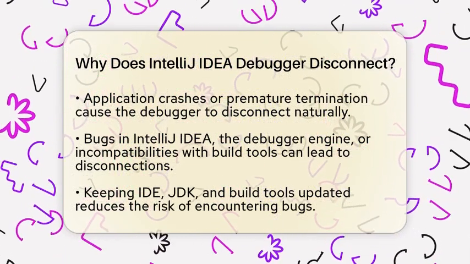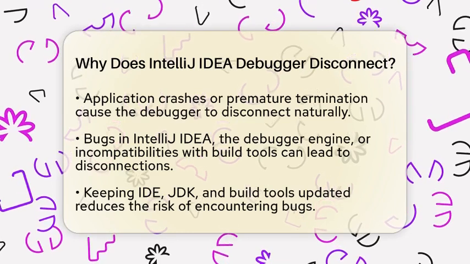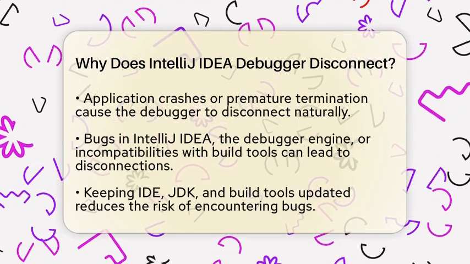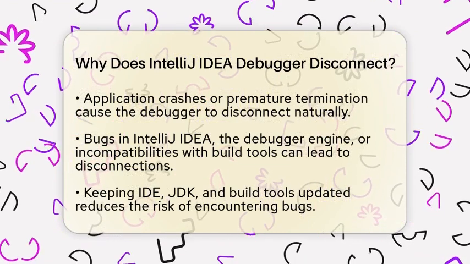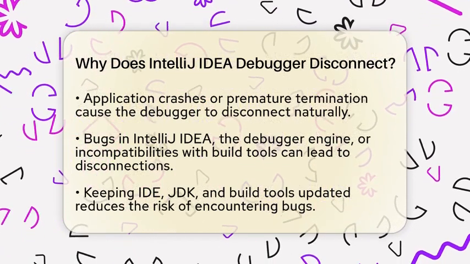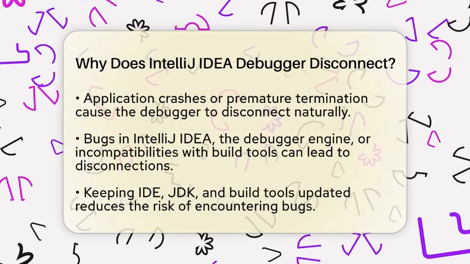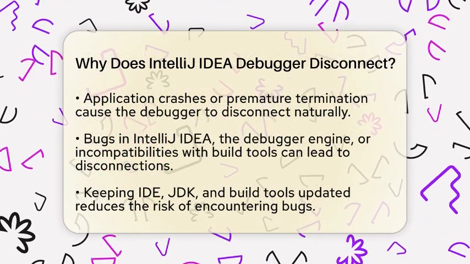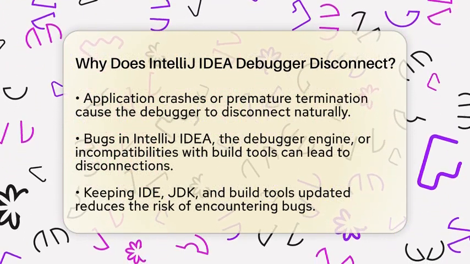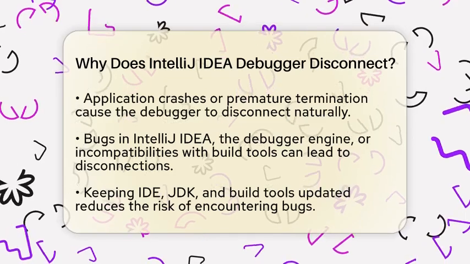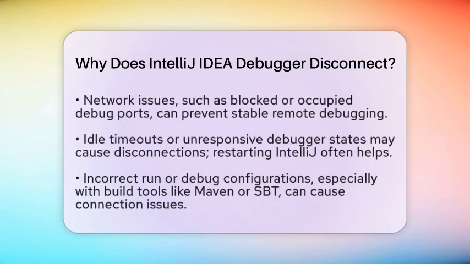Sometimes, the problem isn't with your code but with the IDE or the platform. Certain versions of IntelliJ IDEA or the debugger engine itself may have bugs that cause disconnections. For example, some users report that the debugger shuts down immediately after launch on Windows systems, even though it works fine on Linux. These issues can be related to incompatibilities with build tools like Maven or SBT, or even specific IDE versions. Keeping your IDE, Java Development Kit, and build tools up to date can help avoid these bugs.